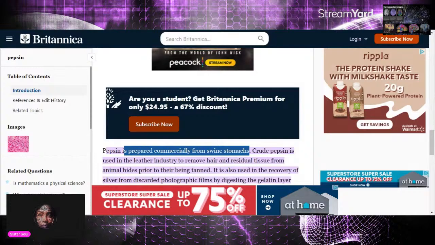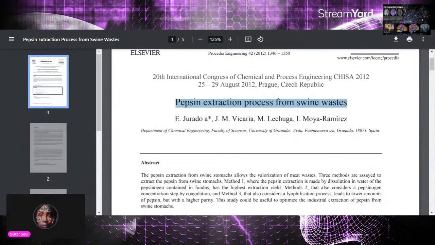Okay, let me grab the PDF for you guys because I definitely want you guys to see this. We're going to go back to this. I'm going to get this for you guys. See, 20th International Congress of Chemical and Processing Engineering. And this goes into all the information of the pepsin extraction process from swine waste. So freaking disgusting. These people just want to eliminate us from the inside out.